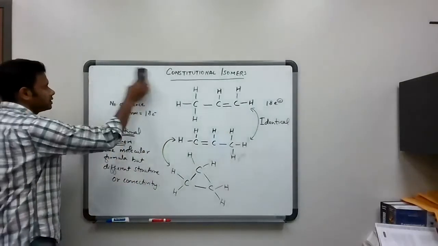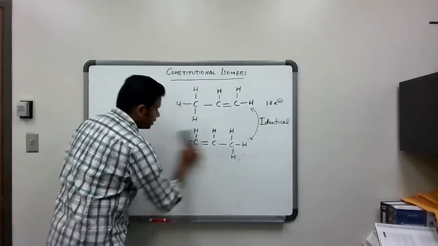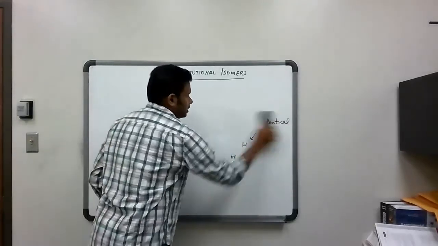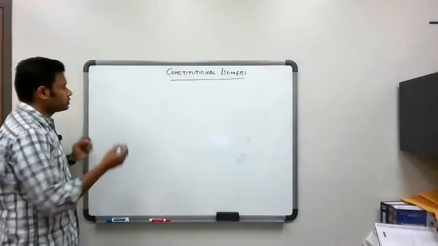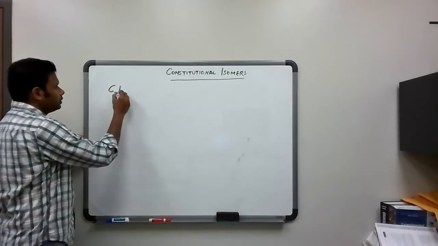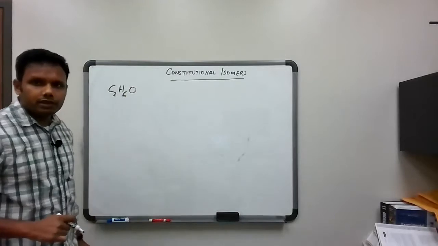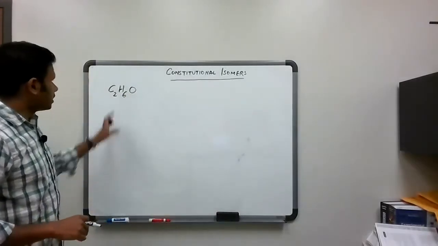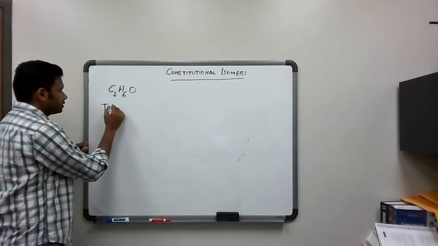Let's do another example of this, a slightly different one, so that we can see the different constitutional isomers that are possible. So let's do one which is C2H6O. Okay, another molecule. So we'll draw the total number of valence electrons.